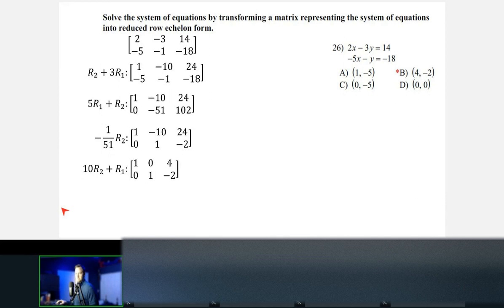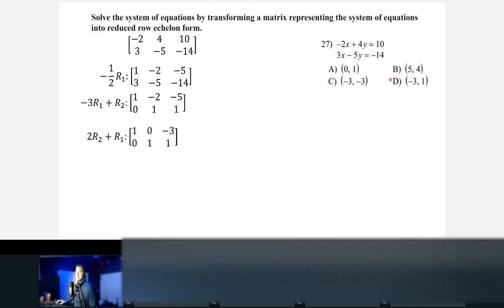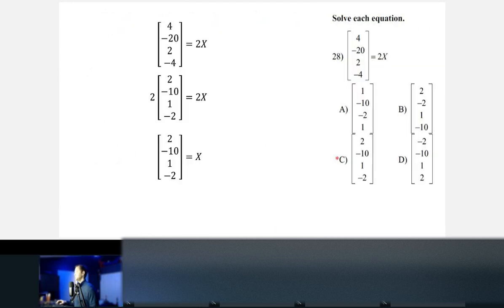Number 28. Let's see, 28. All right, this one was quite easy, I think. I feel like you've had these on past quizzes or past practice modules.